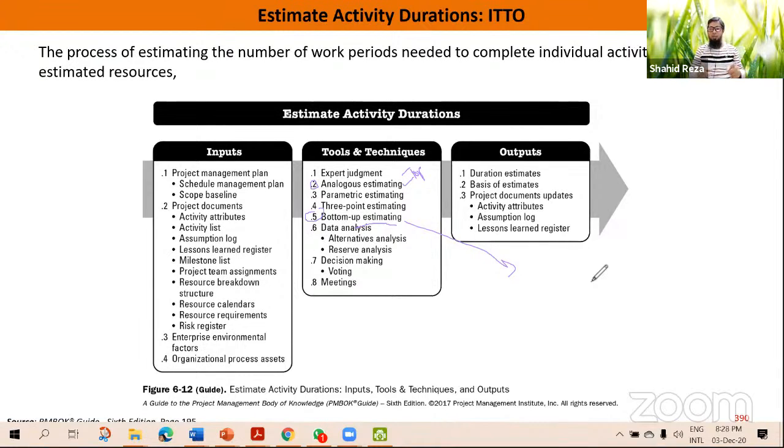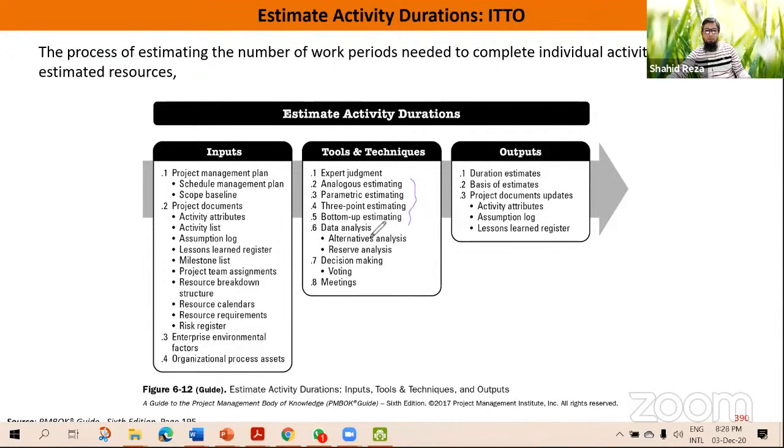So this is the difference. Analogous estimation is also known as the top-down approach or top-down estimating, and bottom-up estimating is the vice versa. Analogous is faster but low accuracy, and bottom-up may take time, but its accuracy is high. It is not necessary that you use all the estimation techniques in a single project. In different projects, you may use different kinds of estimation. So remember tailoring: not all the tools are required for your project.